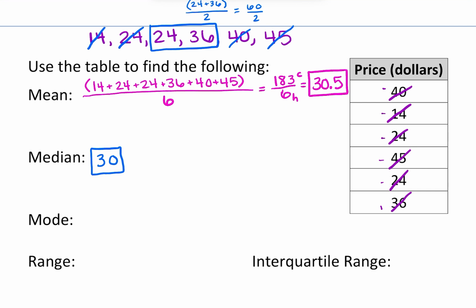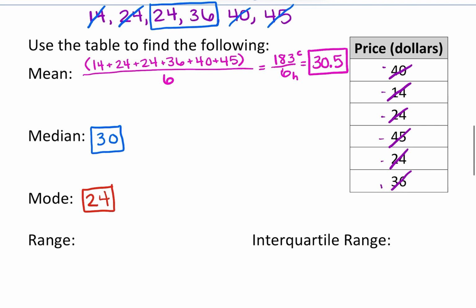All right, so if you have 2 numbers in the middle, add them together, divide by 2. All right, moving on to mode. Remember, mode means the most written. So looking at my data up here, which number was written the most? 24, because it was written twice. That's simple. Mode is one of our easiest ones, as long as you can remember what it means.